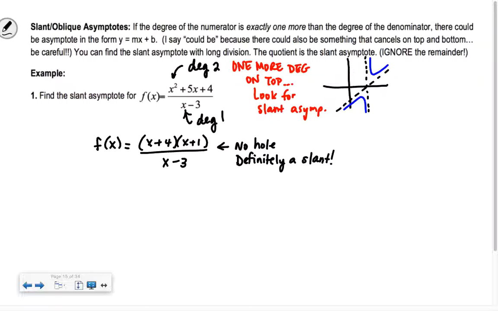Okay. So what does it say? It says that we can find this using, oh, your favorite, long division. So we can find the slant asymptote using long division. You could also do synthetic division, no big deal. So let's say I set this up with long division. I have x squared plus 5x plus 4, and I want to divide by x minus 3.